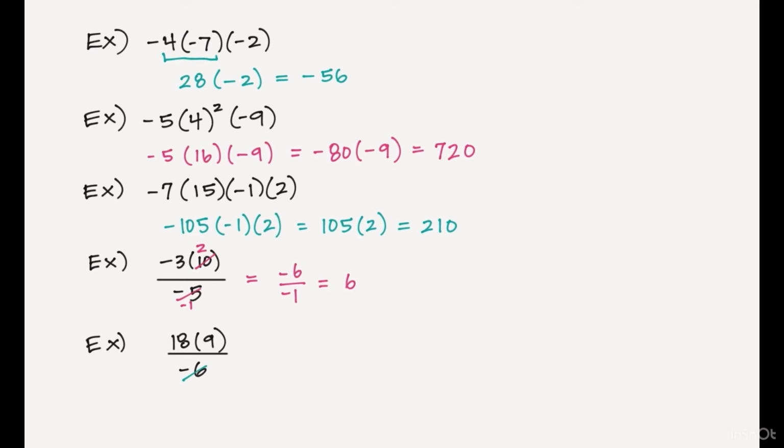Similarly, I'm going to cross cancel. In my next example, I can divide the 18 and the negative 6 both by positive 6.